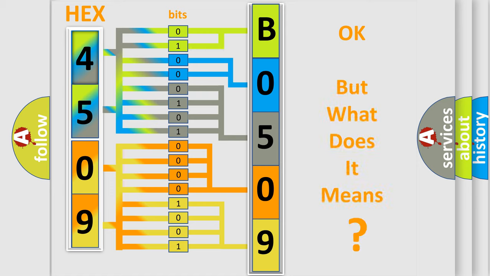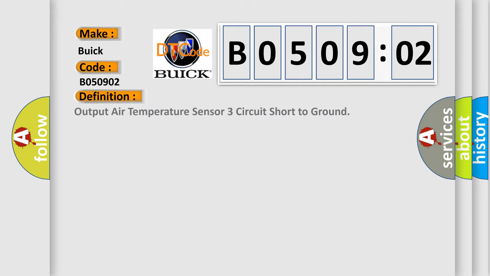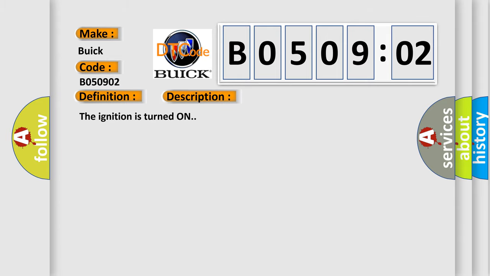The number itself does not make sense to us if we cannot assign information to what it actually expresses. So, what does the diagnostic trouble code B0509-02 interpret specifically for Buick? The basic definition is: output air temperature sensor 3 circuit short to ground. And now this is a short description of this DTC code.